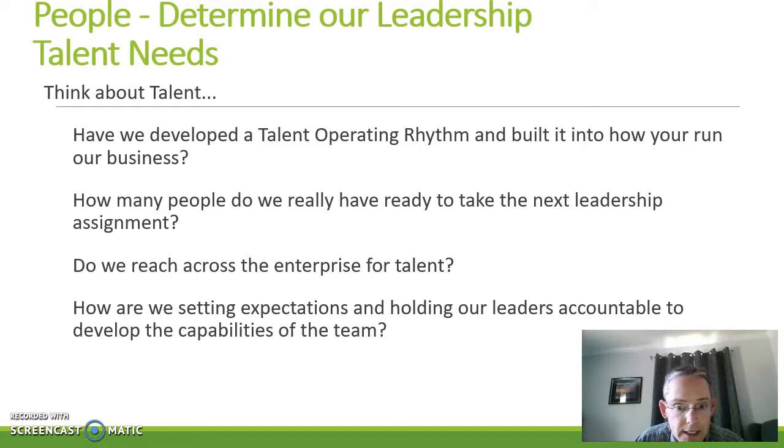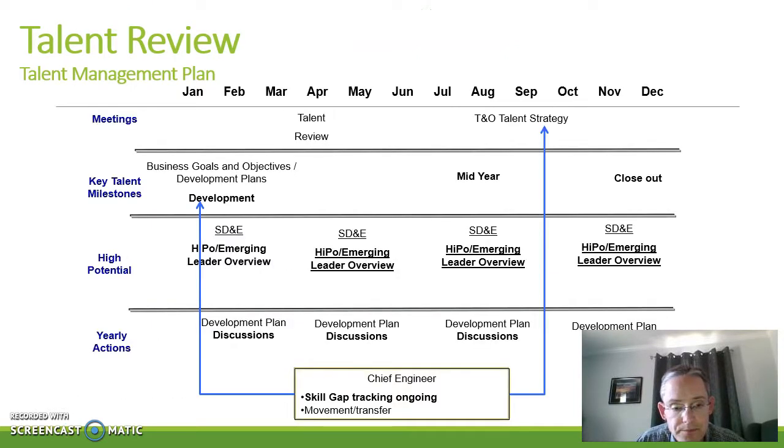Are we setting expectations and holding leaders accountable to develop the capabilities of the team, so that as our environment changes, as our customer set changes, our workforce is changing as well and being very dynamic, and being able to react to the changes in the business to the point where that becomes part of how we operate and how we treat our jobs. And we look forward to being able to take on new challenges as the business moves into new areas and it has to do new things to remain successful.